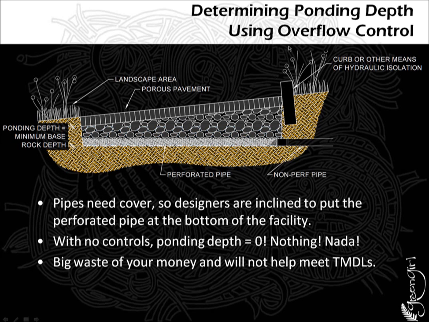So what if we want to have a perforated pipe at the bottom to have overflow control? Well, then we have no ponding depth. No water is going to pond in this and infiltrate into the native subgrade, because we've given it a much easier place to go. It's going to work its way to the rock and right out that perforated pipe, and then right out to a non-perf pipe. Basically, you've wasted a whole bunch of money when you have this, because it's not really going to work very well.